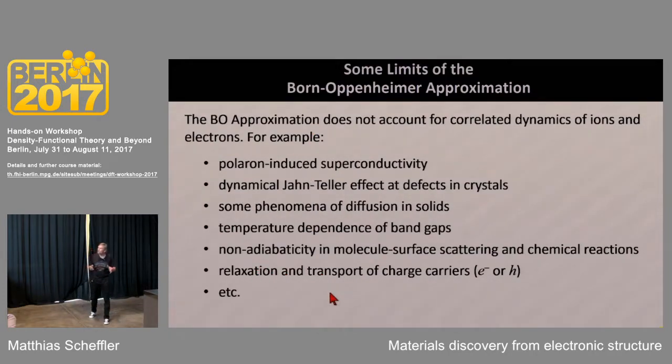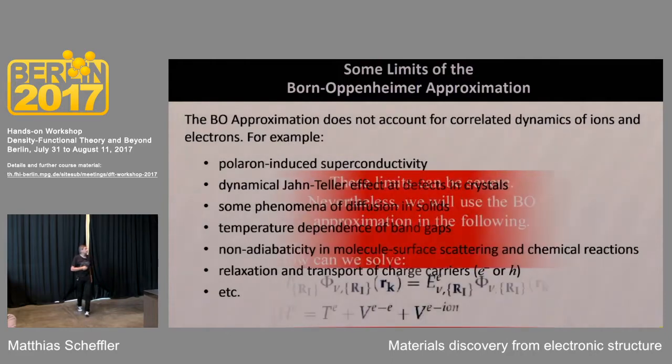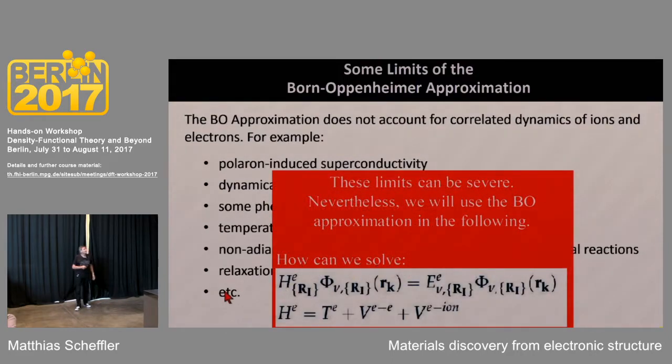And I think the more one looks into the experimental results, the more you see that there are problems with this approximation. Nevertheless, in this workshop, we will hopefully keep in mind that there are limits to the Born-Oppenheimer approximation, but we will use it. We will concentrate in the following on this electronic Hamiltonian: kinetic energy, electron-electron interaction, and electron-ion interaction.